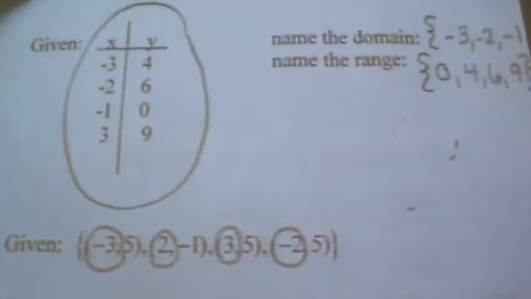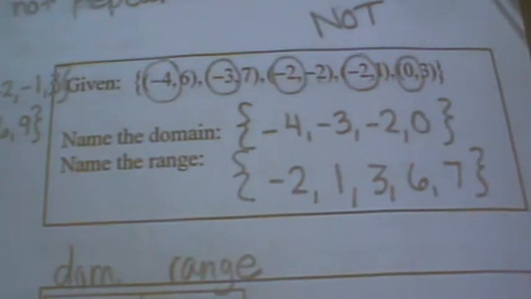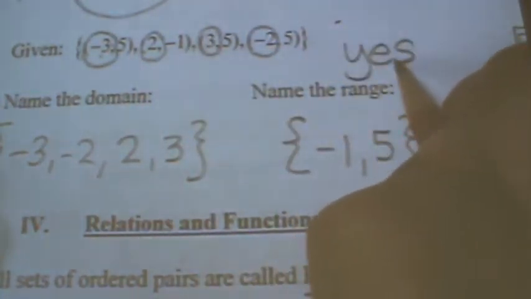So let's go through these 4 examples. Is this one a function, yes or no? Yes. How about this one? No. Is it these 2? Not a function, because the x value repeated here. How about this next one? Those are all unique. This is yes.